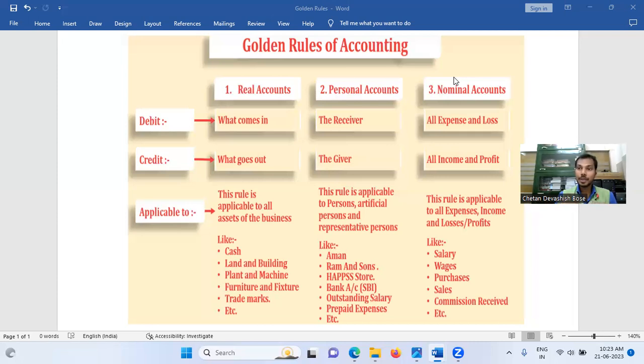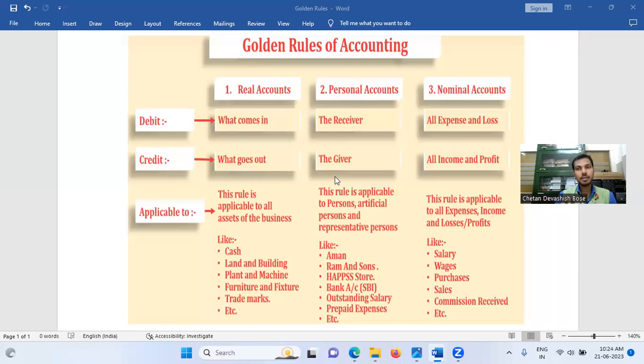Now, when a person or a personal account is receiving something from the business, it would be considered and posted at the debit side. That is why the golden rule for the personal account is: debit the receiver. And if we, as a company, are receiving something from a person or from a supplier, then he or she would be considered as the giver for the organization. So we will post him or her at the credit side. So for the personal account, we have the golden rule: debit the receiver, credit the giver.